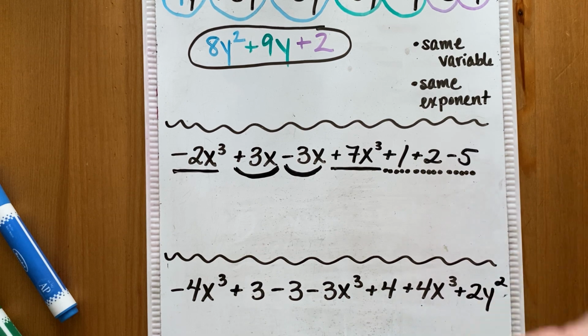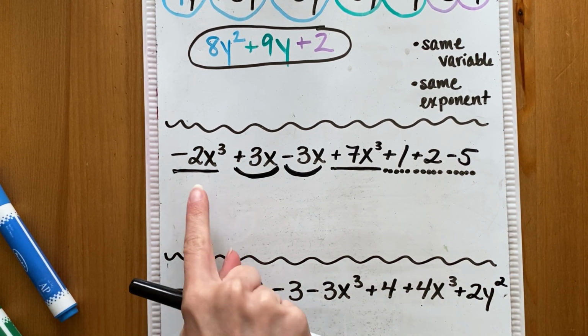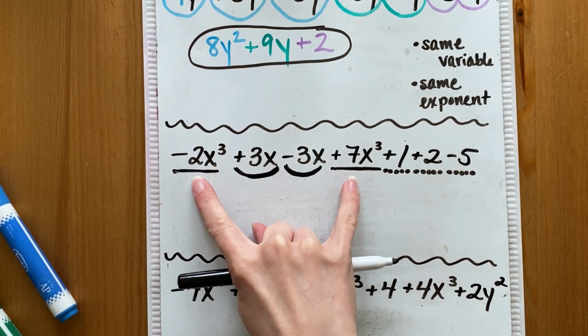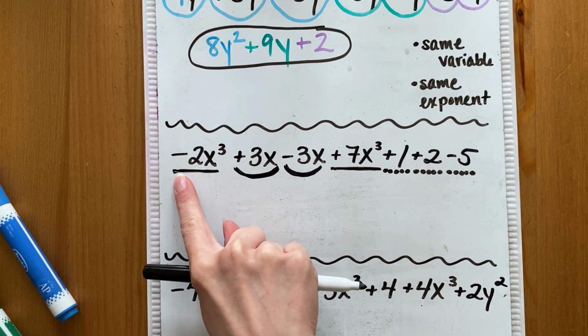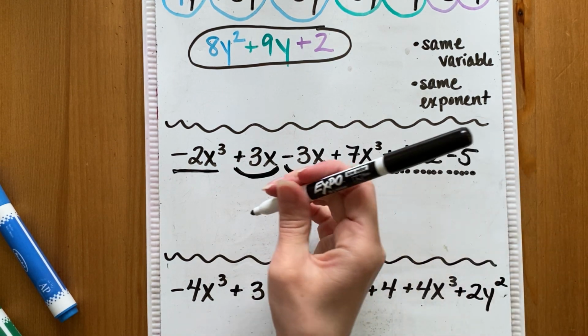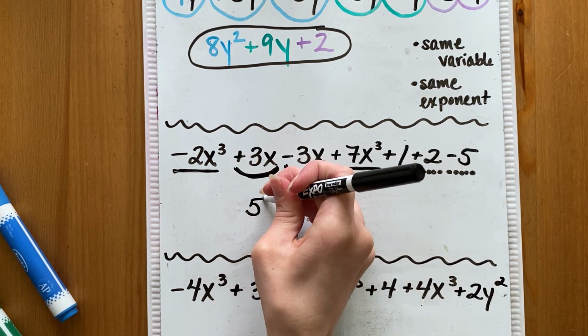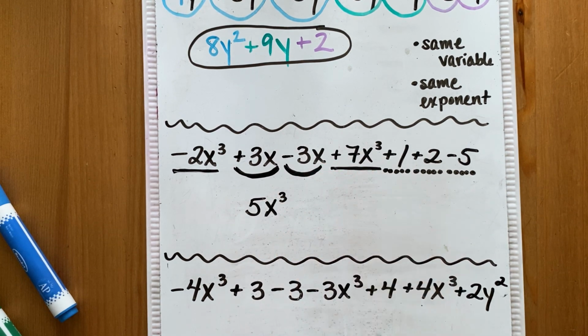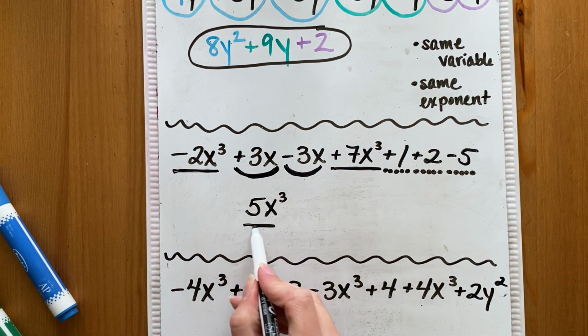Notice on this problem, our terms are a little bit more mixed up. So I'm going to go ahead and combine. I'm just going to start with the first things that I see, starting with that leading pair. So I have -2x to the third plus 7x to the third. It's going to make a +5x to the third. Okay, again, that came from my underlined terms.